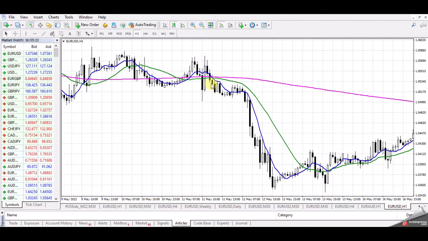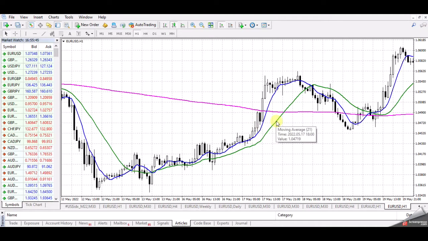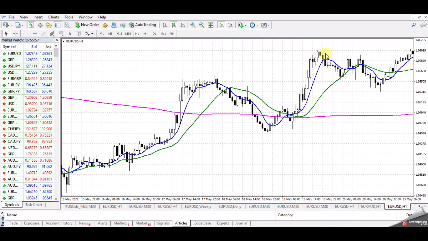Look, it's incredible, this example. Here, the 21 moving average crosses to the downside the 200 moving average. So, a downside start. On the contrary, here the 21 moving average crosses the top side of the 200 moving average. So an upside start.